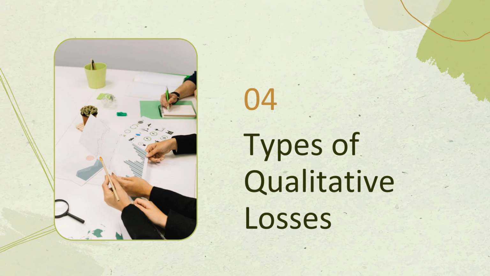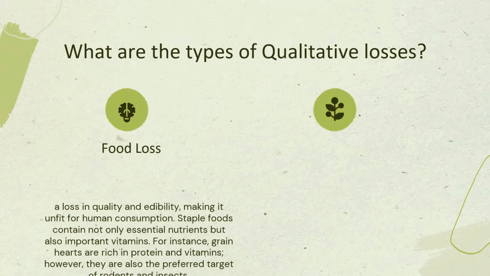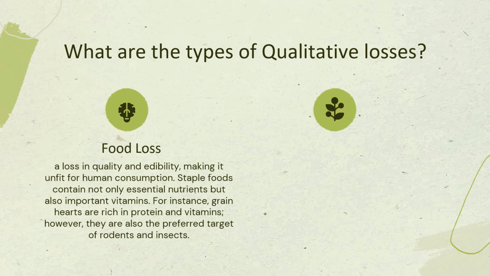Types of qualitative losses. Food loss. While food loss clearly results from a loss in quantity, it also results, but more insidiously, from a loss in quality and edibility, making it unfit for human consumption.